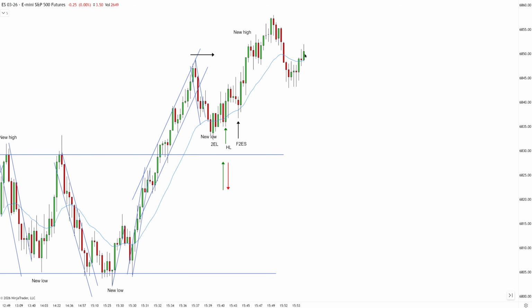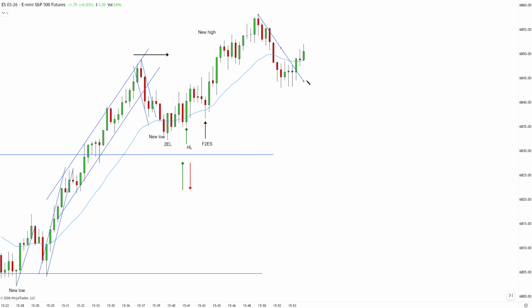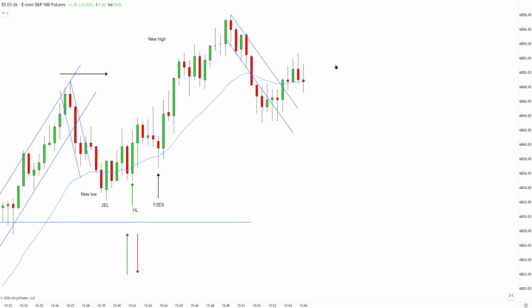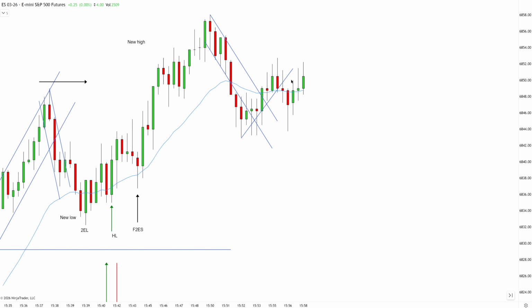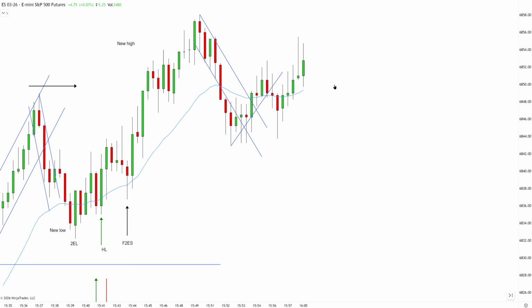Let's see what's going to happen. We are correcting lower, something like this. Okay, let's see what's going to happen. I'm waiting for the next market cycle. We're above EMA. I don't want to sell just yet. We're below, we're back above.